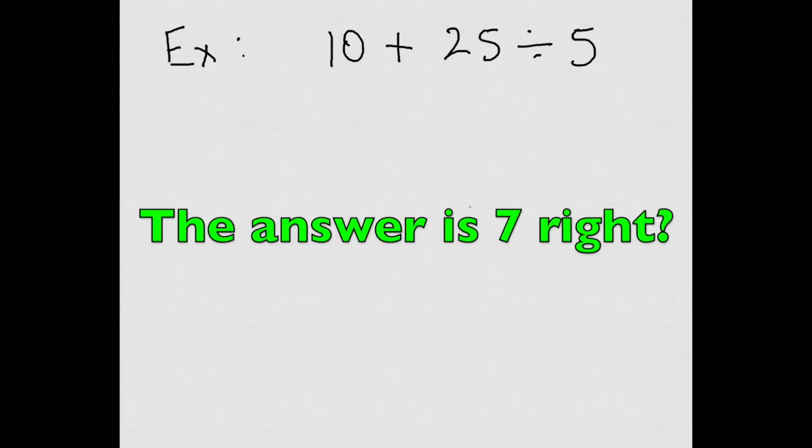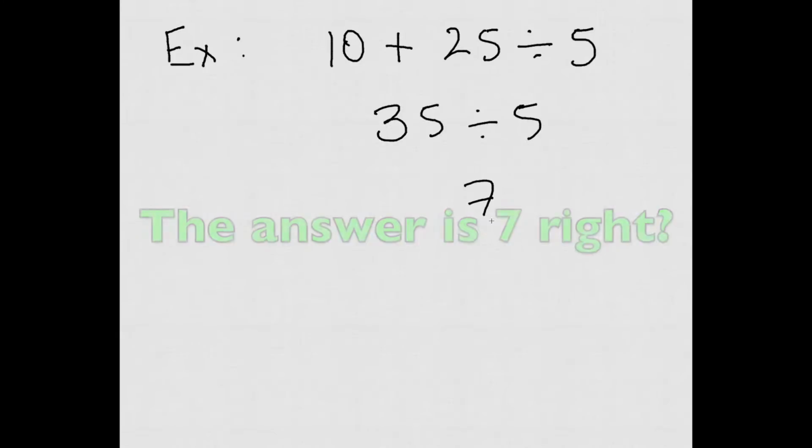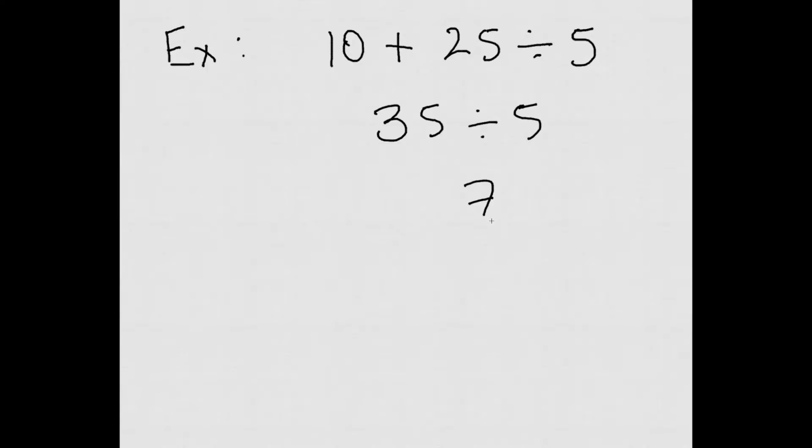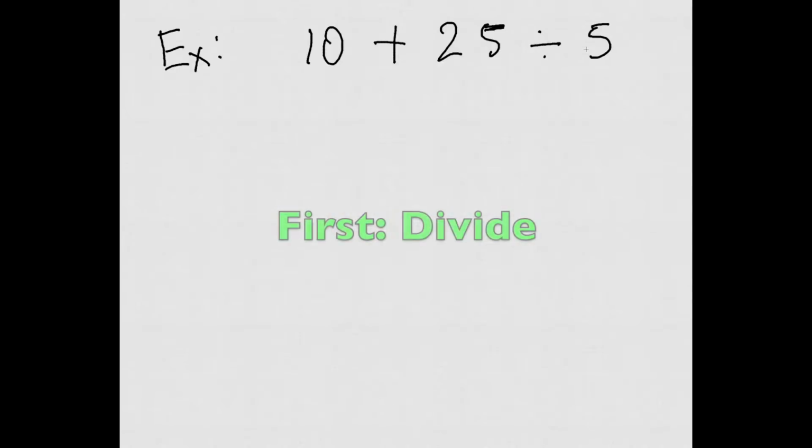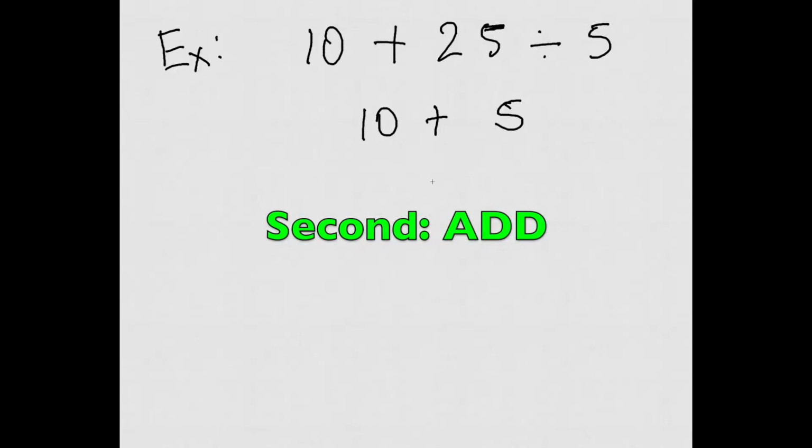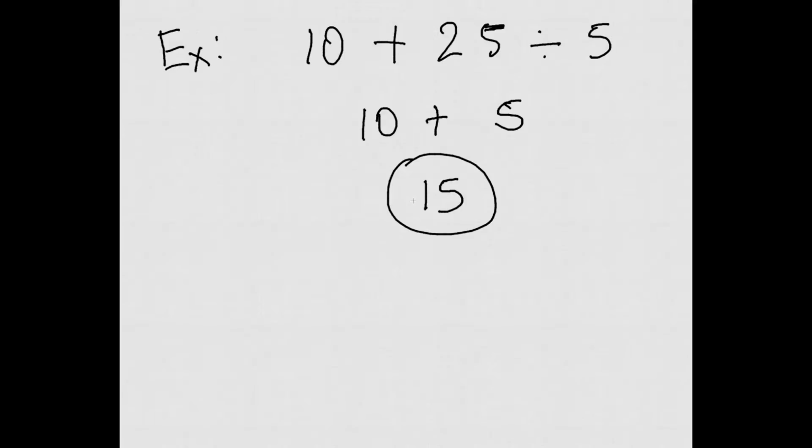For example, example 1. If you have 10 plus 25 divided by 5, you might be thinking that the answer is 7, because 10 plus 25 is 35, divided by 5 is 7. But there is a little problem. In this exercise, we first need to divide. The first step is to divide 25 divided by 5, which is 5. Then we add 10 plus 5, which is equal to 15. And this is the answer for this exercise.